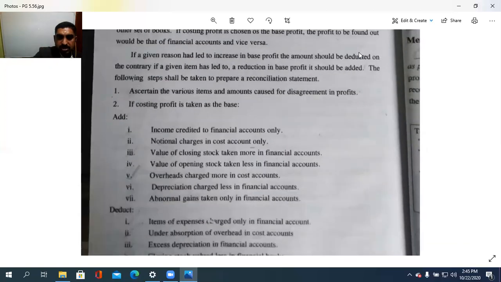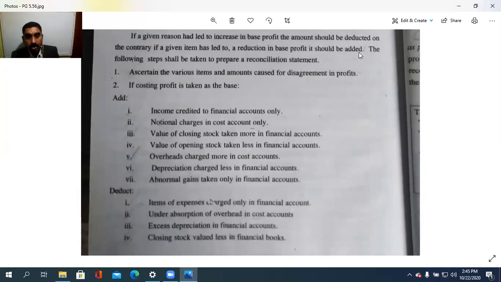So if costing profit is taken as the base, what are the items to be added? Incomes credited to the financial accounts.